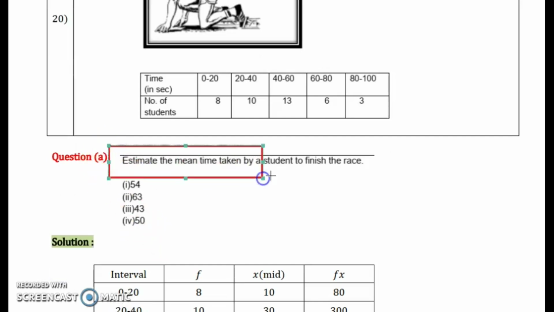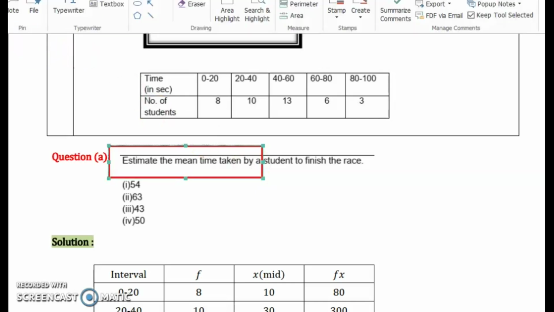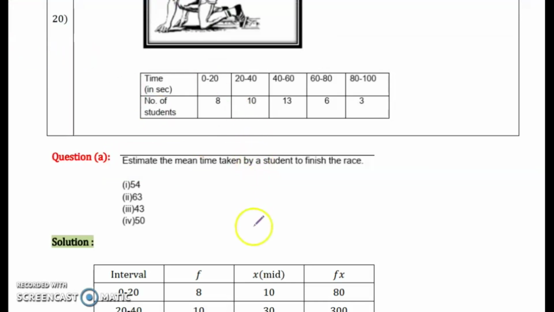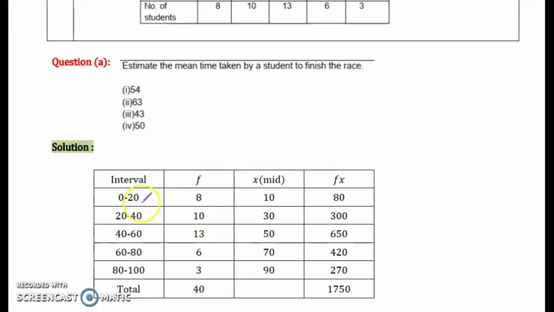The problem is going to be related to mean, median and mode, right? Therefore, see the problem. The first problem is to find the mean time taken by the students to complete the race, right? Therefore, if you see the table, compute all the values, right?